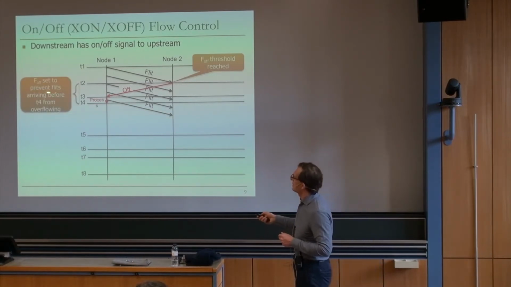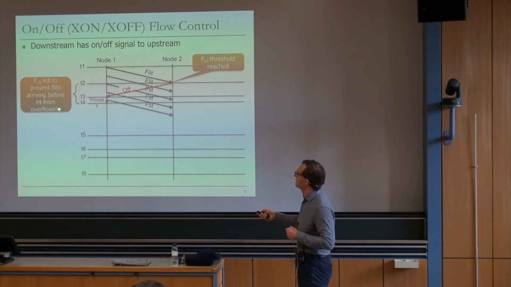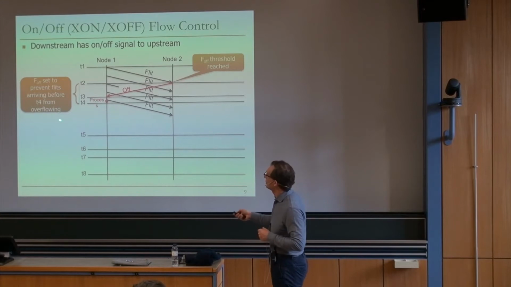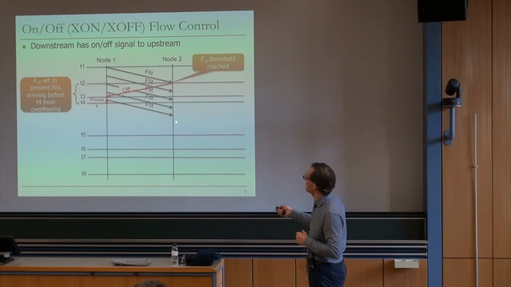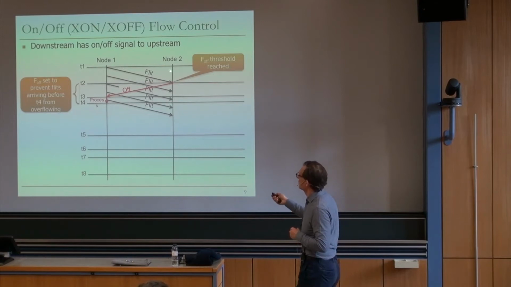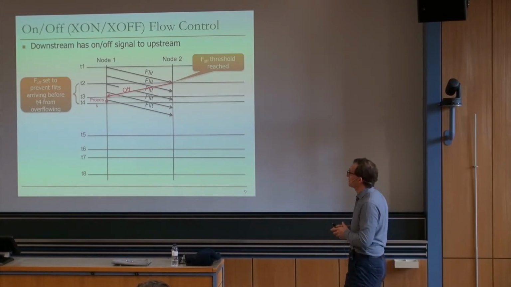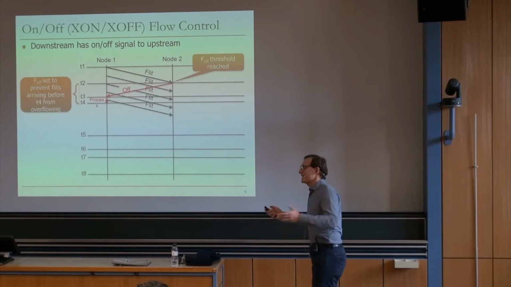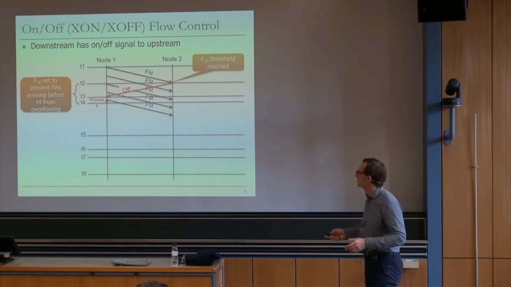basically this off threshold is set to prevent flits arriving before T4 from overflowing. Yeah, basically that's not written very well, but you need to ensure that the buffers in node 2 do not overflow. So you need to set that signal at the right time. Which means that you need to over-provision your buffers again, right? Or you don't utilize your buffers really well.